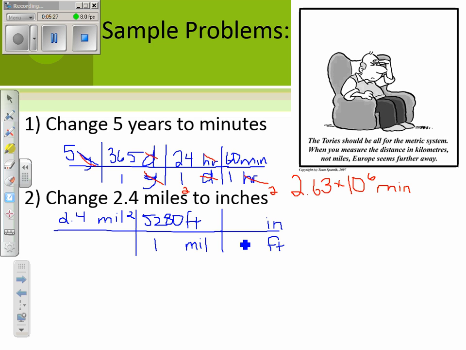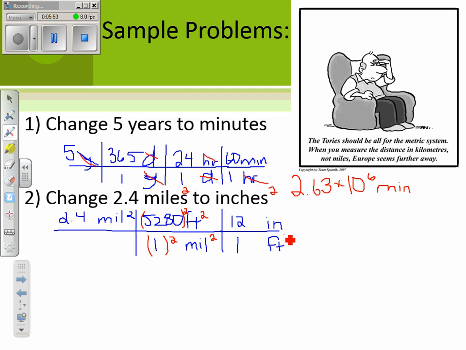And then for every 1 foot, there's 12 inches. Now the key here is we have squareds up here. So since we have squareds up there, I'm now going to have to make this a square. So that means I'm also going to have to square the number. Same thing is going to be true on the top. To make that squared, I have to square the number.